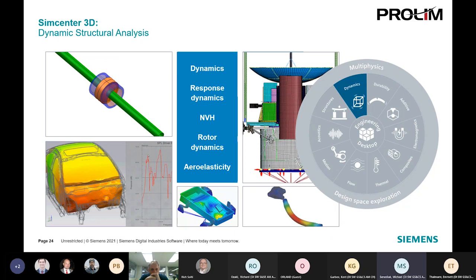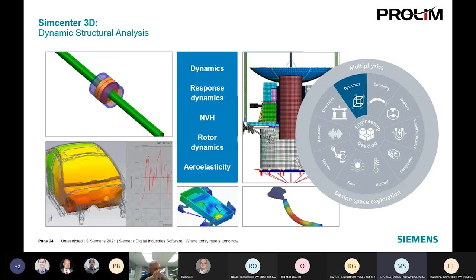Another one is where you see on the car example on the lower left, noise, vibration, and harshness, right? You want to have a quality vehicle where the passengers are not hearing all the road noise, all the engine noise, all these different things. And so being able to use that dynamic analysis to solve for that.